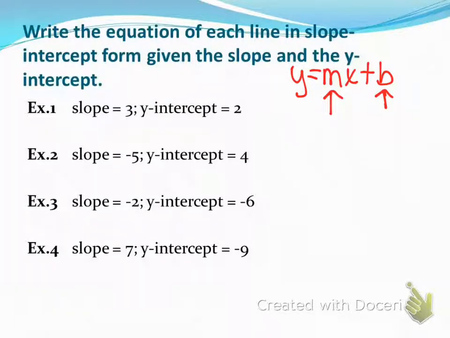On example 1, what do you think I'm going to plug in for m? Ellie? 3. And what am I going to plug in for b? Natalie? 2. So y equals 3x plus 2. That's it. Today's is pretty simple. You're given your slope, you're given the y-intercept, you plug them in. X and y are going to stay x and y when we write equations.